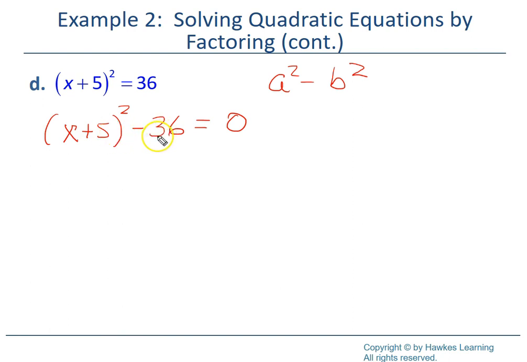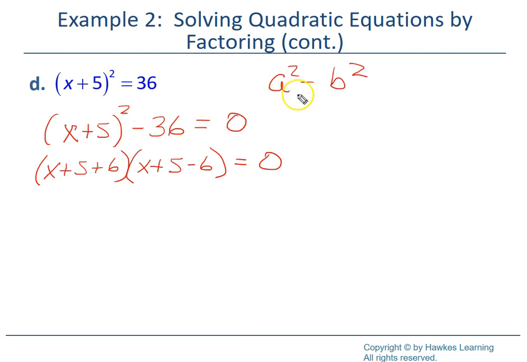So let's do that carefully. This will be x plus 5 plus 6 here, and this is x plus 5 minus 6 equals 0. We did one like this.